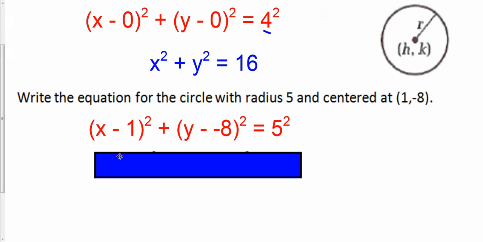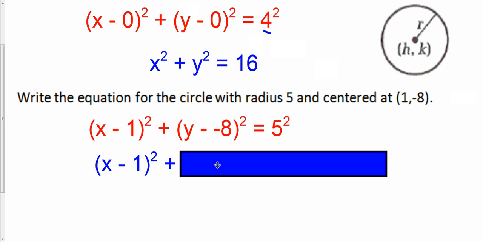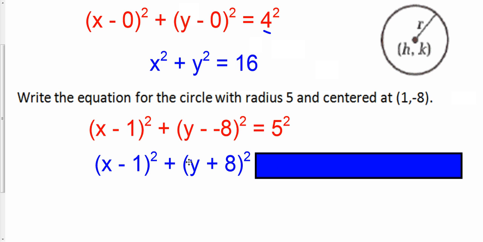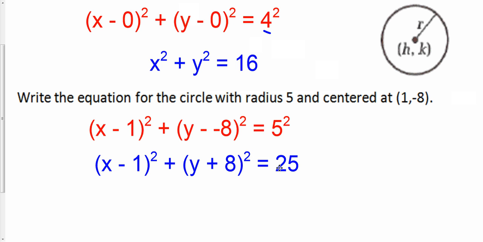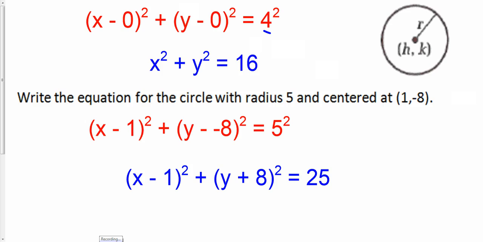Simplifying that down, our x side can't really change, we can't simplify that. y minus a negative 8. Anytime you minus a negative number, it's the same as adding it. So we'll call it y plus 8, squared, and at the end, 5 squared is 25. So that will be our equation in the standard form, this blue one.